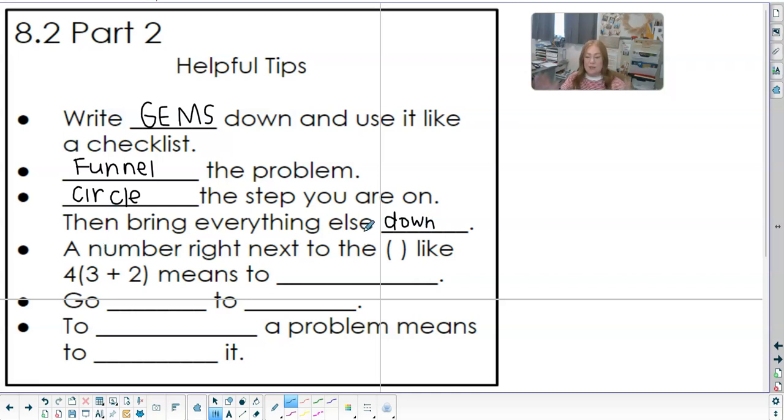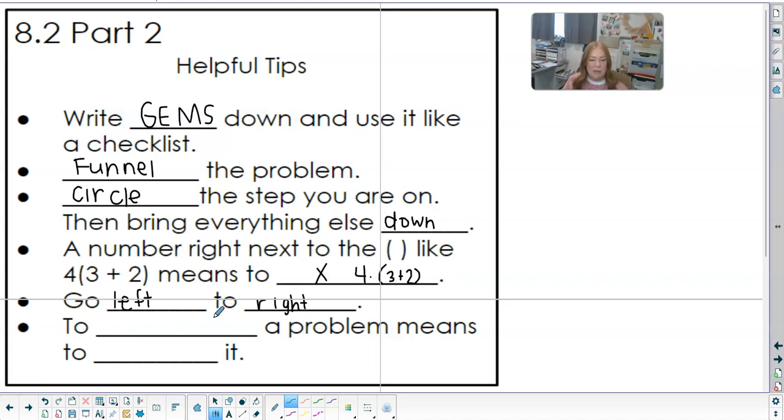So a number right next to the parentheses, like 4 groups of 3 plus 2, means to multiply. It's really 4 times 3 plus 2. We don't really like to use that times sign because we're going to start using variables and letters in our math. So it can be very confusing, but it means to multiply. Okay, we need to make sure we go left to right. So you have to go in that reading order and follow your GEMS, which is okay.